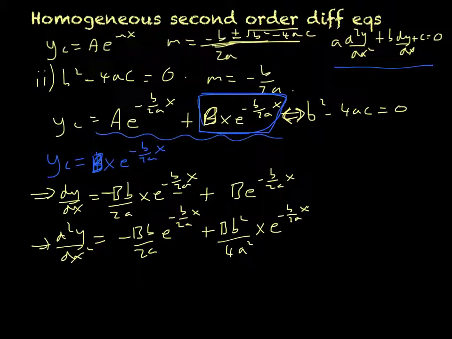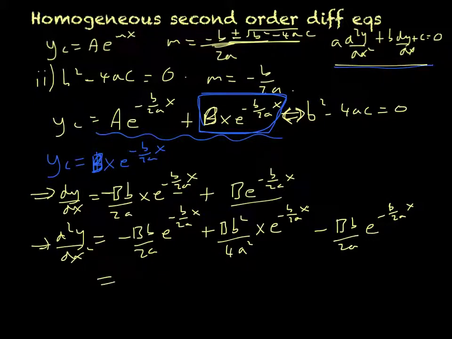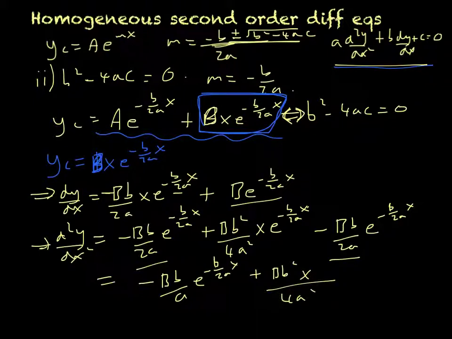Here we go, and then we're going to differentiate this thing, which is going to go to minus big B, little b, 2a e to the minus b over 2a x. Now, if I plug all this stuff into here, I'll just tidy this bit up first, this and this, add those together, you're going to get minus big B, little b, over a, e to the minus b over 2a x, plus big B, little b squared, x over 4a squared, e to the minus b over 2a x.